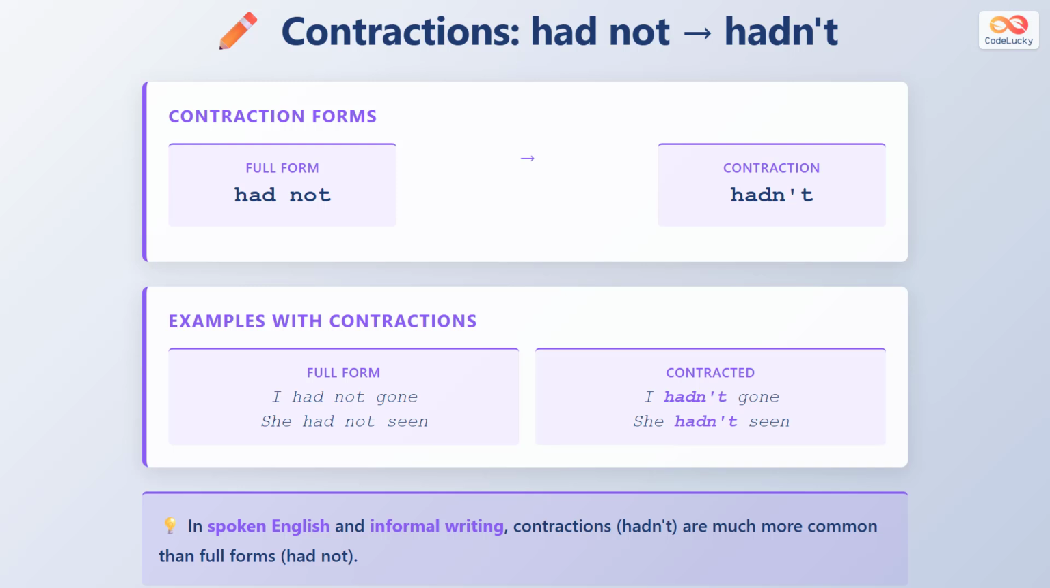In English, we often use contractions to make speaking and writing more natural. The contraction for had not is hadn't. Both mean exactly the same thing. In formal writing like business letters or academic papers, you might use the full form had not. However, in everyday conversation and informal writing, the contraction hadn't is much more common and natural. For example, instead of saying, I had not gone, we usually say, I hadn't gone.